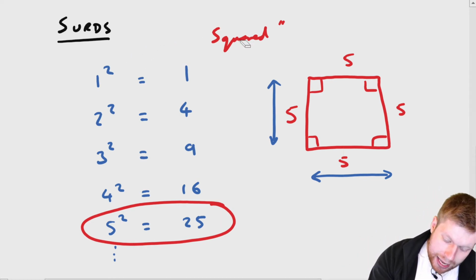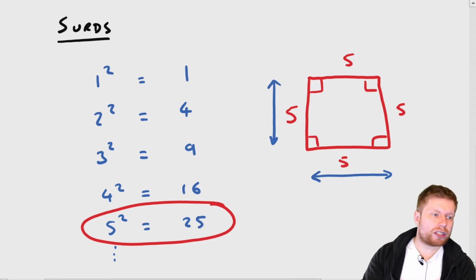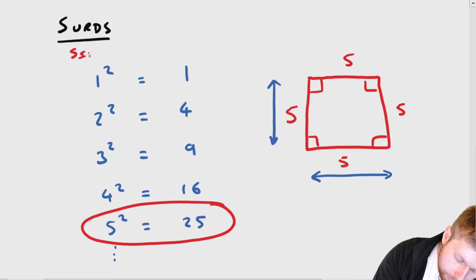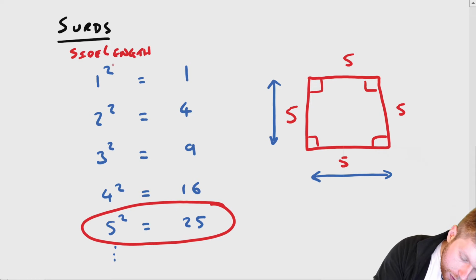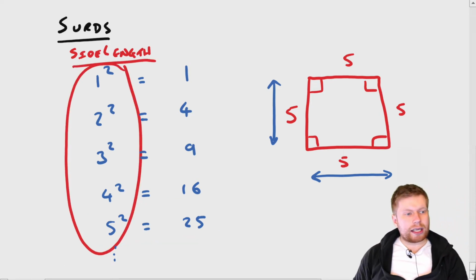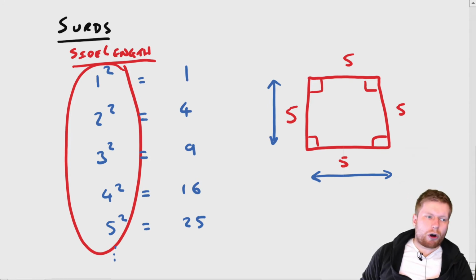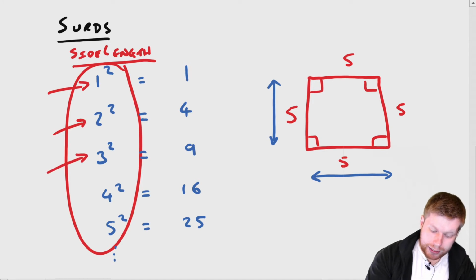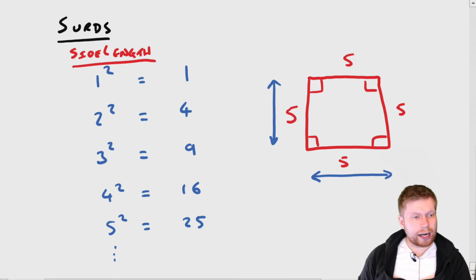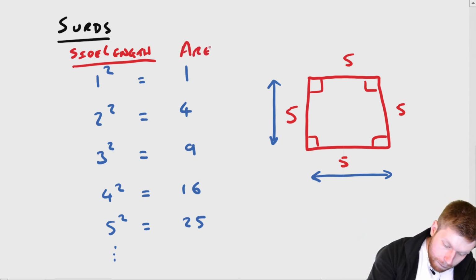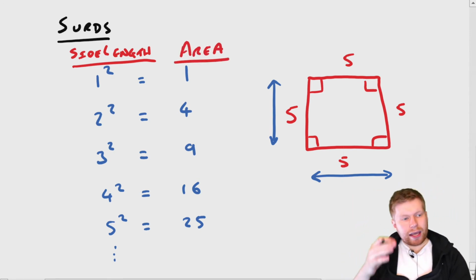So the reason why I say 1 squared or 2 squared or 3 squared or 4 squared or 5 squared is because on this side I'm looking at the side length of a square. This column here is the side length of my square. So this one would be side length 1, and then side length 2, and side length 3, etc. So on the left-hand side, I've got the side length, which means that on the right-hand side, I have the area.